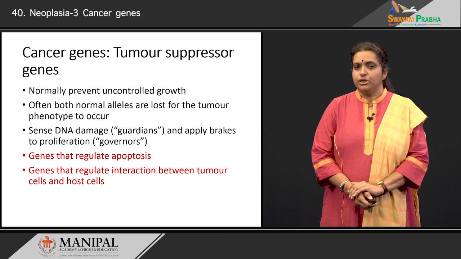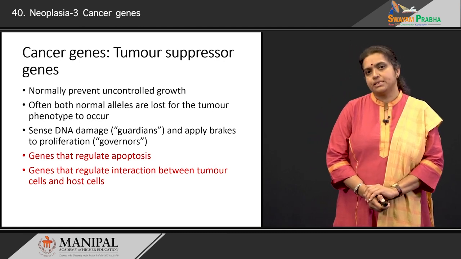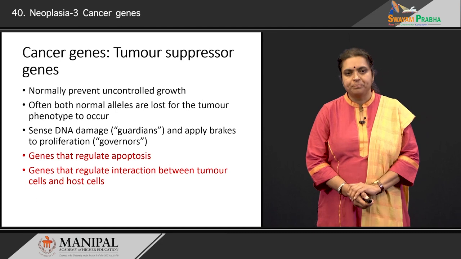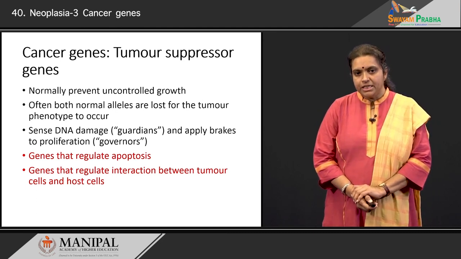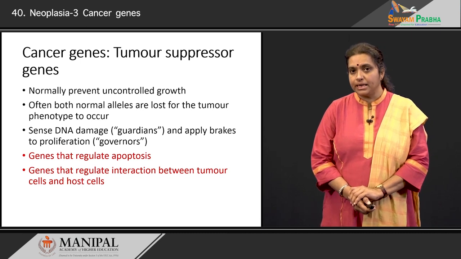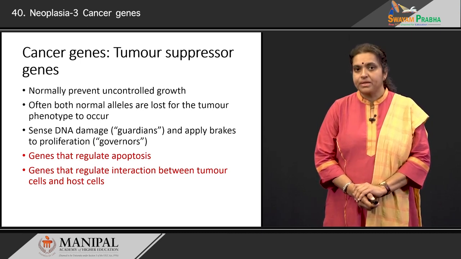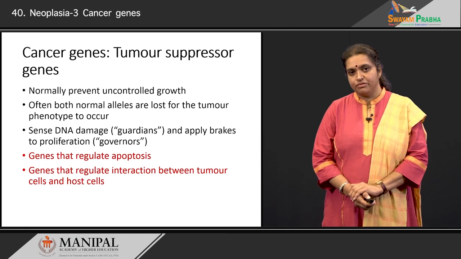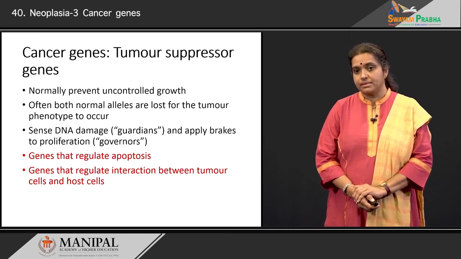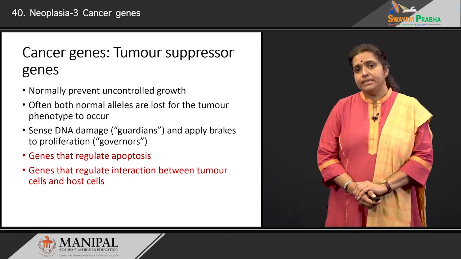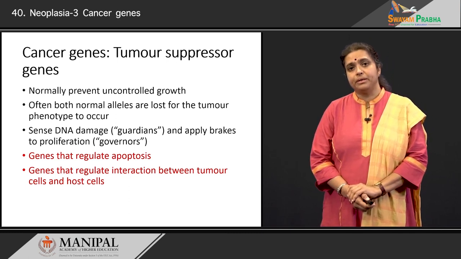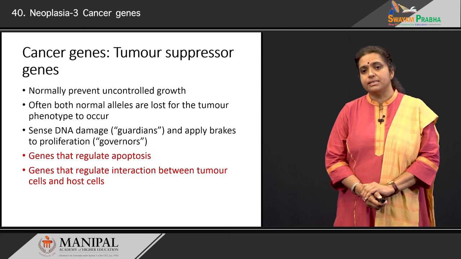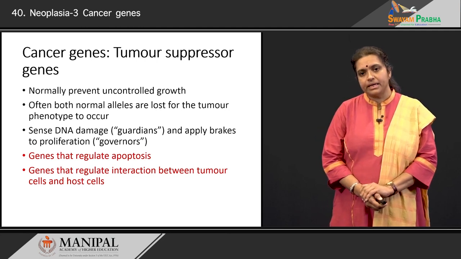So, what are the normal functions of these genes, the tumor suppressor genes? They can be broadly put into two categories, the guardians and the governors, which means there is a set of genes that sense DNA damage. Whenever there is DNA damage in a cell, they apply brakes to cell proliferation and do not allow the cell to progress and divide further. So, these act as guardians. They sense the DNA damage and act as guardians, and they apply brakes to further cell proliferation, and therefore, they act as governors. So, they have these two functions as guardians and governors, where they sense DNA damage and apply brakes to cell proliferation.